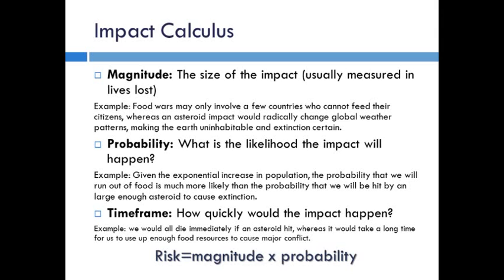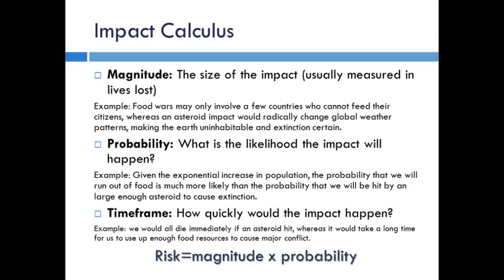So here's what impact calculus actually is. 3 things: magnitude, probability, and time frame. So what is magnitude? The magnitude is the size of the impact, usually measured in lives lost. So for example, food wars may only involve a few countries who cannot feed their citizens, whereas an asteroid impact would radically change global weather patterns, making the Earth uninhabitable, and extinction, like everybody dies, certain. So food wars, maybe 100,000 people die, while making the Earth uninhabitable through an asteroid, every single person dies, so the magnitude would be larger for the asteroid impact than for food wars.